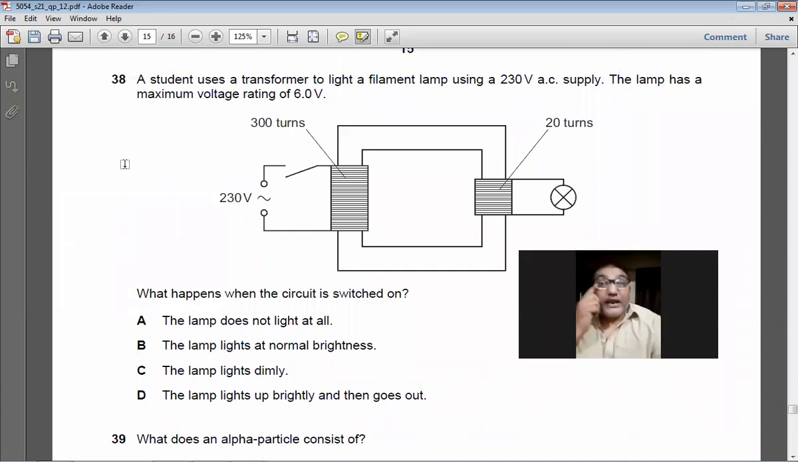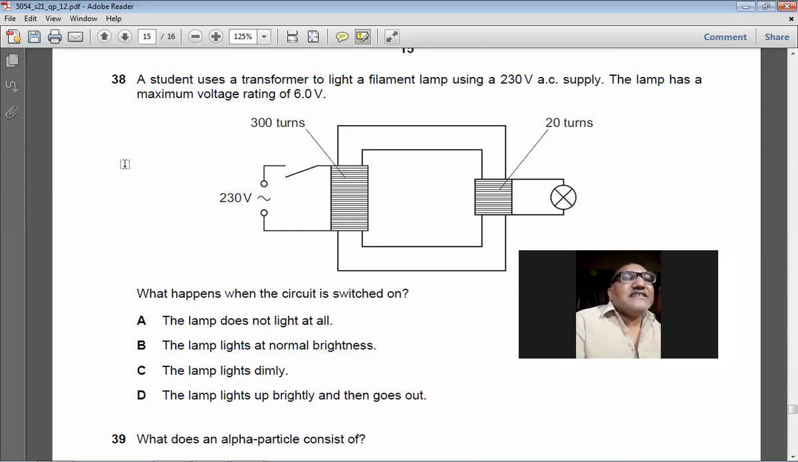Question 38 is coming up on your screen. A student uses a transformer to light a filament lamp using a 230 volt AC supply. So the voltage in the primary is 230. The lamp has a maximum voltage rating of 6 volt. The lamp can only bear 6 volt. The turns on the primary, they are 300 turns. The turns on the secondary, there are 20 turns. So it's a step down transformer basically.